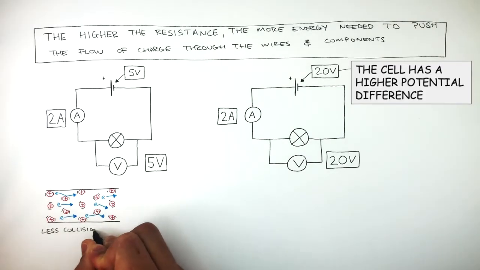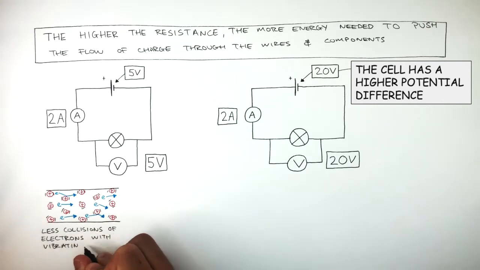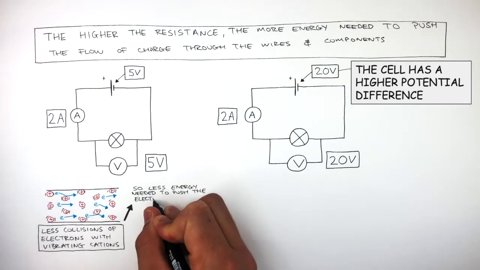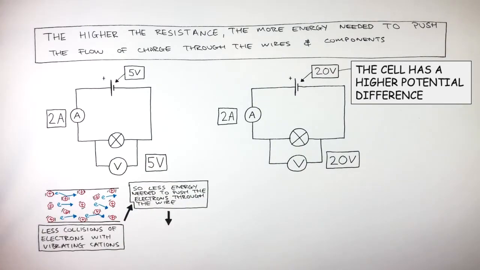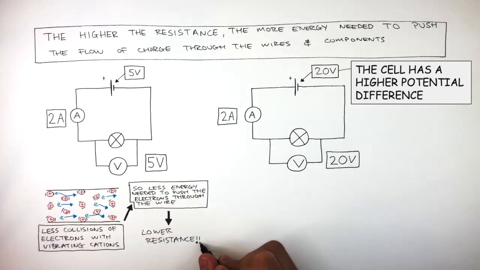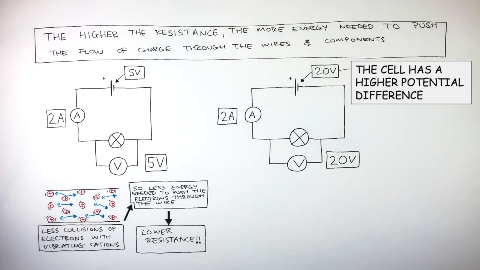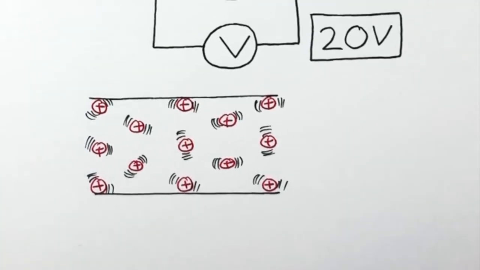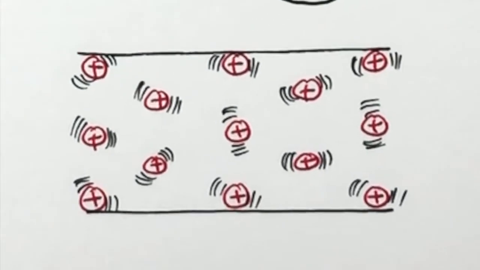As there are fewer collisions of electrons with vibrating cations, this means less energy is needed to push the electrons through the wire, causing there to be a lower resistance in this circuit. So we already know this circuit on the right has a higher resistance. Now if we zoom in to the metal wire, we can see how the positive metal cations are vibrating more.